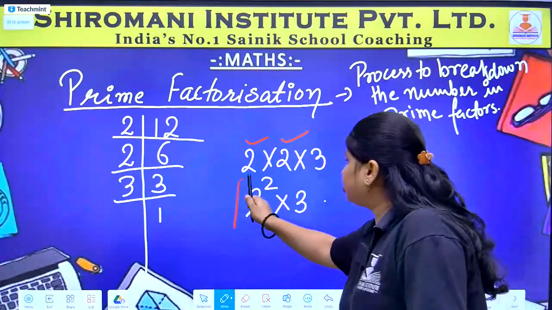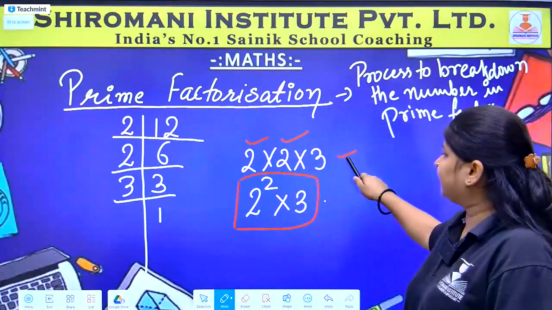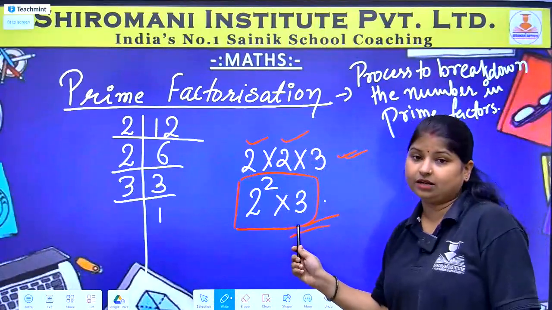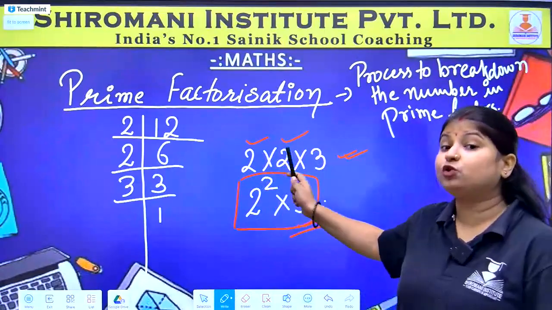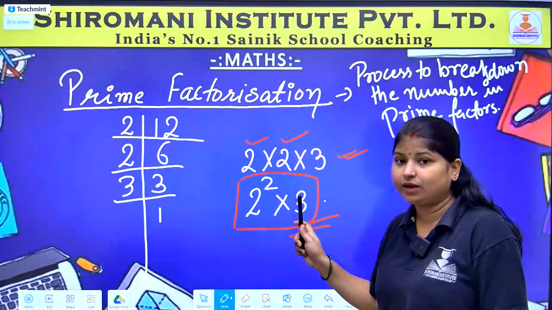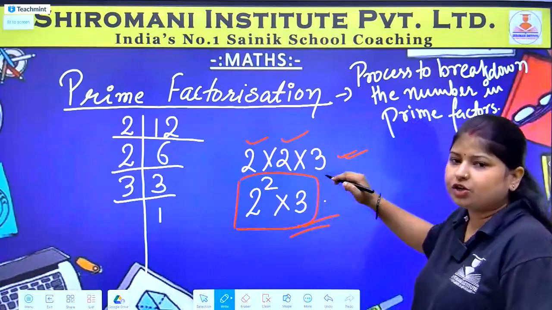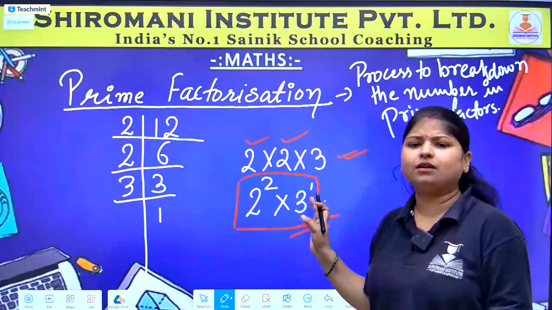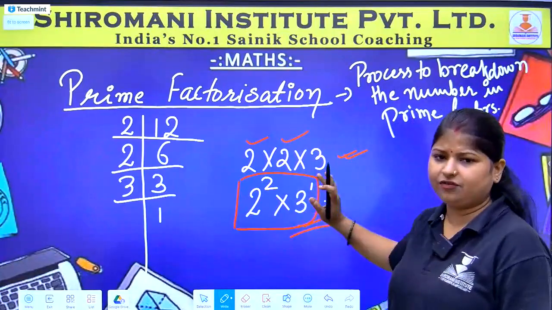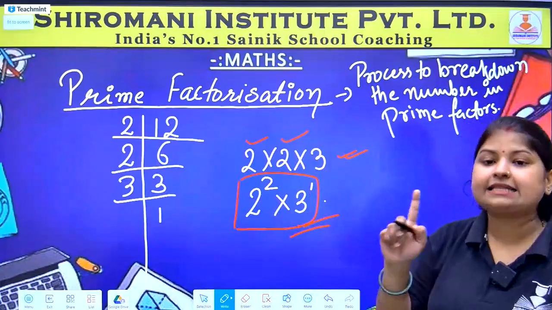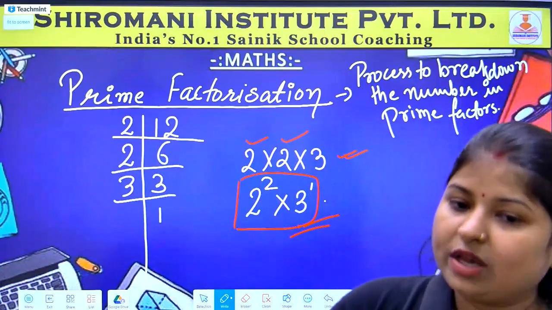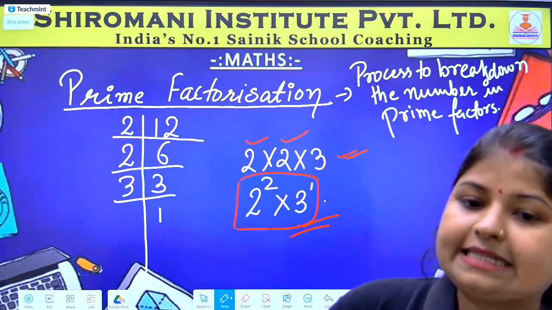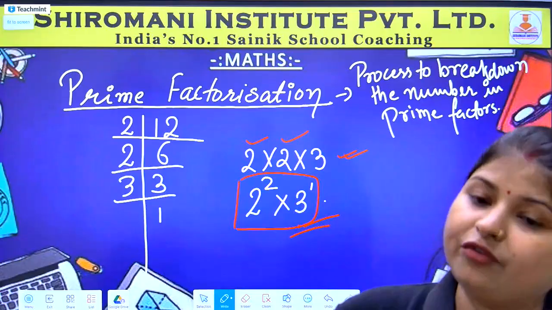In your examination, you will not get options like this. Very rarely do you get options like this. You will get options like this one. Because we have 2 twice, that's why 2 to the power 2, and 3 is only 1. So you need not write 1 here. If you want, you can. But if there is no value written, it is considered to be 1. So 2 to the power 2 into 3 to the power 1. This is the prime factorization of 12.